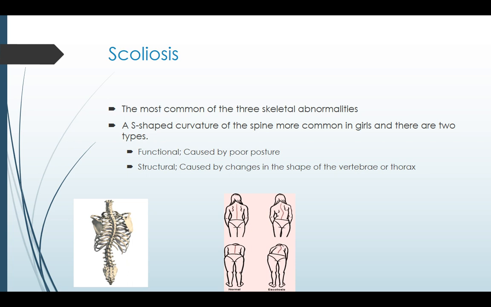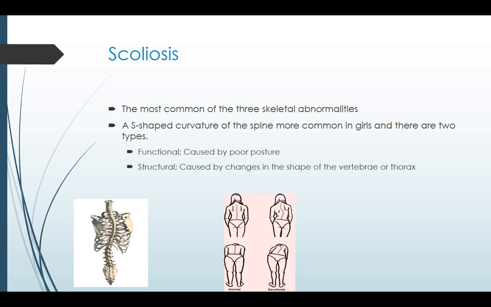Scoliosis is a very common thing for girls. It is the most common of the three skeletal abnormalities, an S-shaped curvature of the spine. A lot of girls are checked for this, usually about the age of 12 or 13. They're checked in school, usually accompanied by a rotation of the spine and hips and shoulders. It looks uneven.